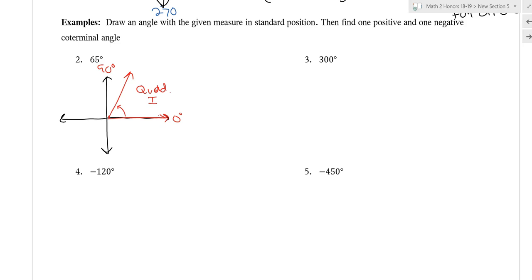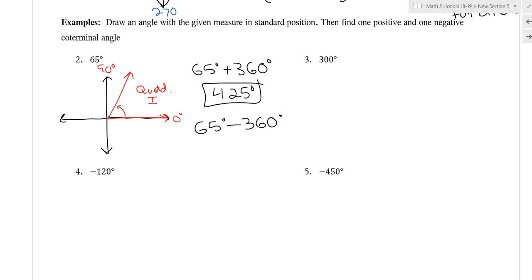Then I want to find one positive and one negative coterminal angle. To find my positive coterminal angle, I'm going to add 360. And I get 425 degrees. To find my negative coterminal angle, I'm going to subtract 360. And I get negative 295 degrees. Okay, and it's as simple as that. So especially with degrees, which we understand well, all these drawing of angles shouldn't be too difficult.